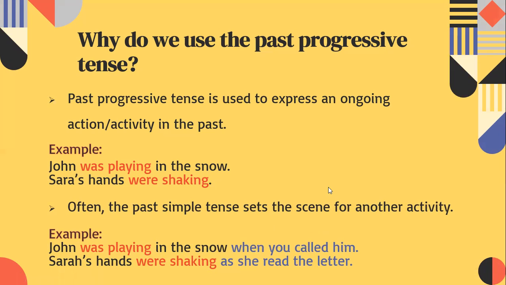Now let's look at the other example. Sarah's hands were shaking as she read the letter. So again, as she read the letter, her hands were shaking. So we have two things here, one in the past progressive and the other in the past simple.